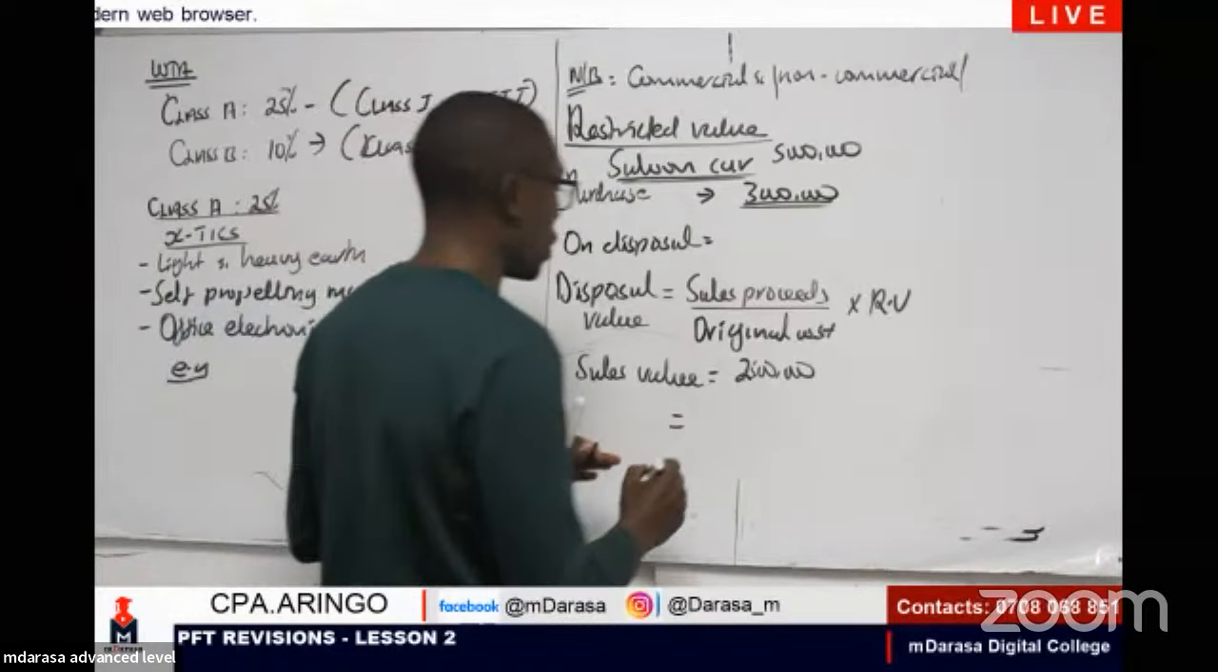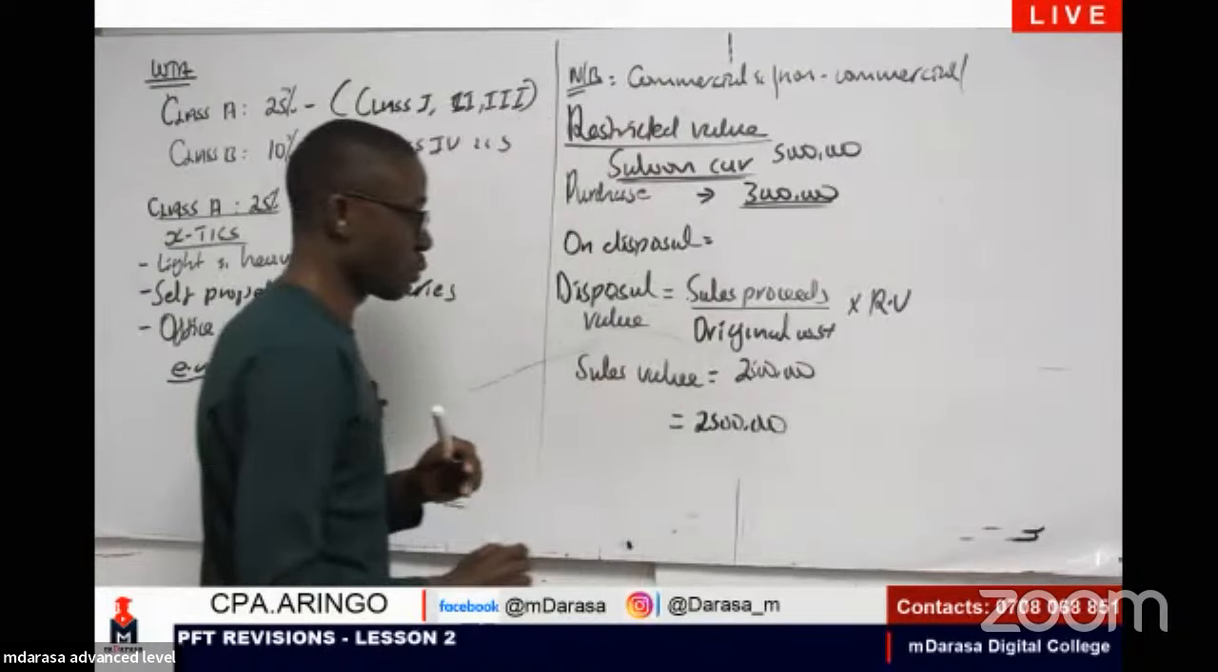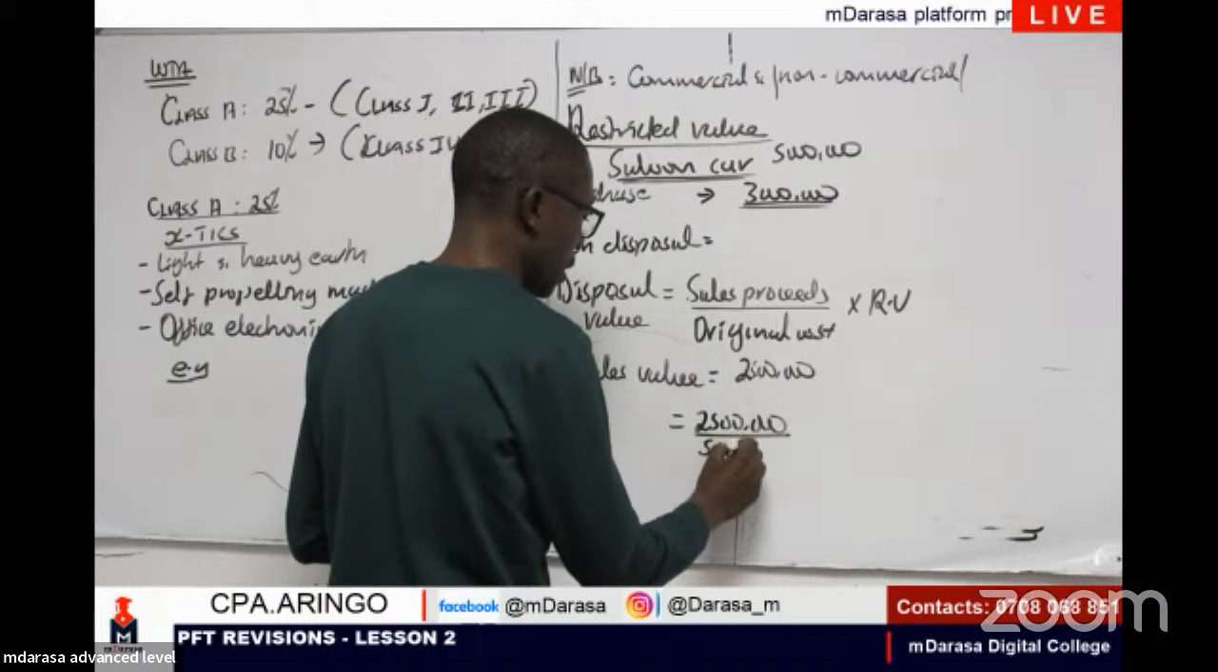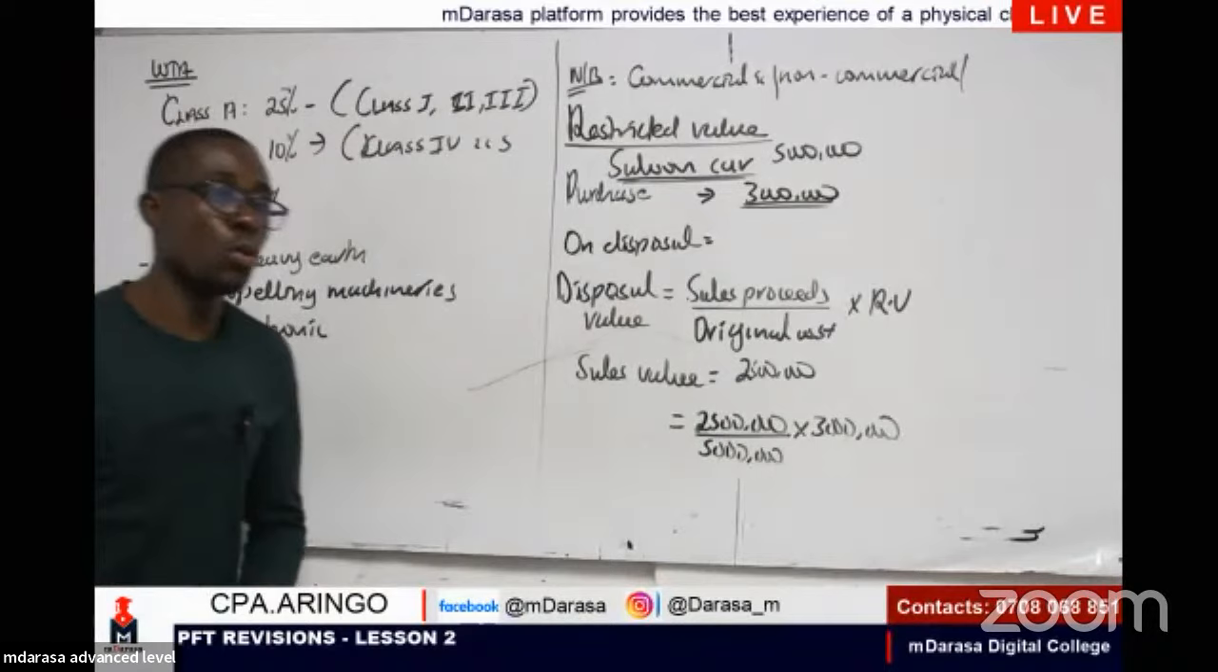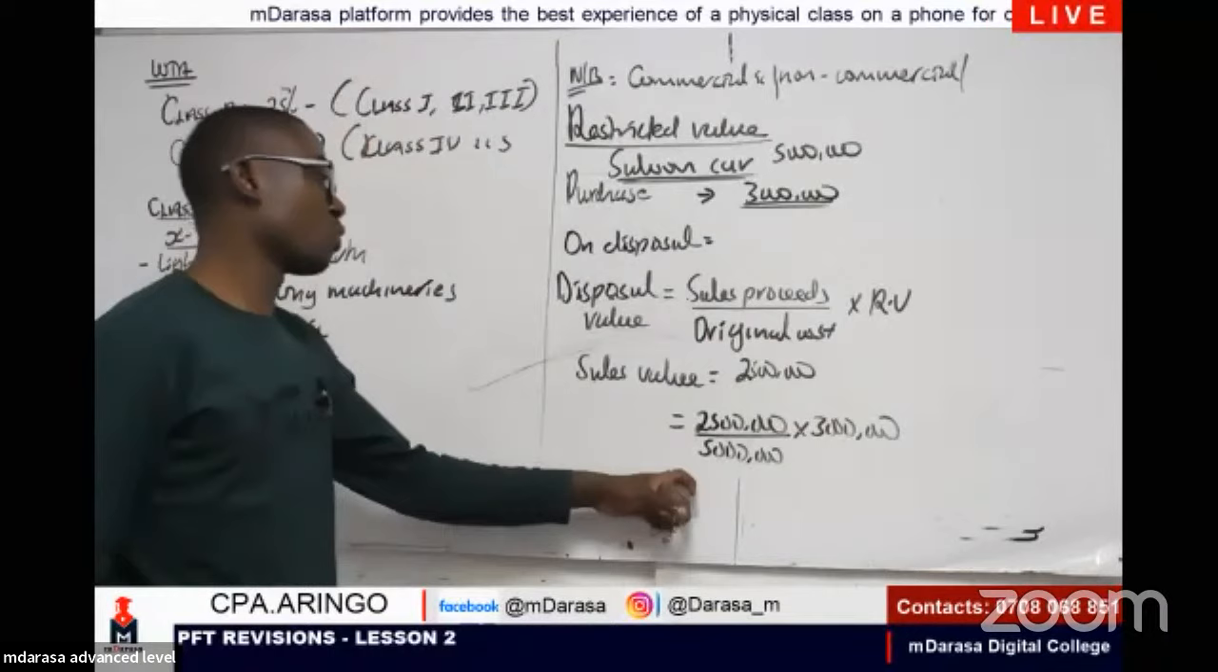We are going to talk of 2.5, the disposal or the sales proceeds. You divide by the original cost, which was 5 million here. You multiply by the restricted value, which is 3 million. So this will give you your disposal value.